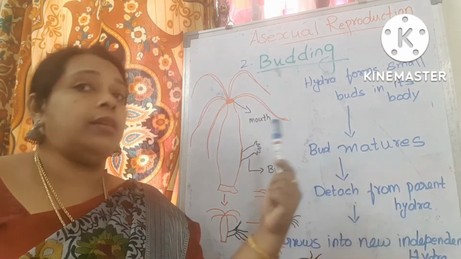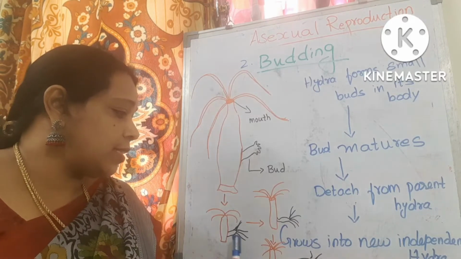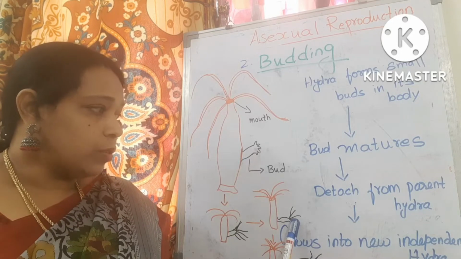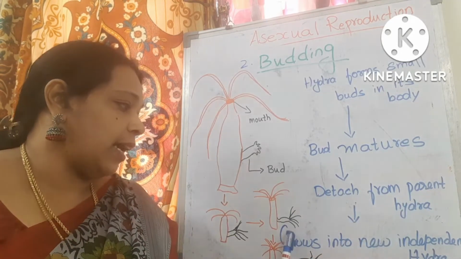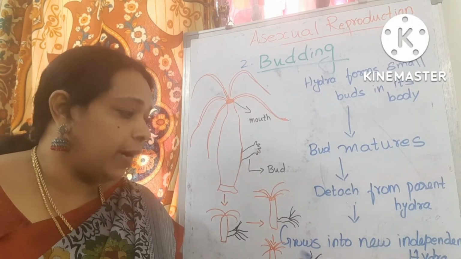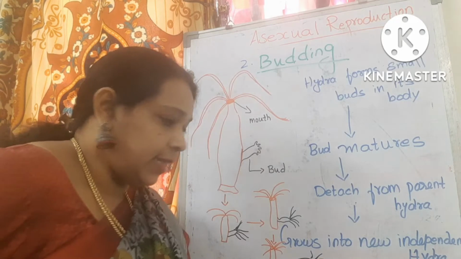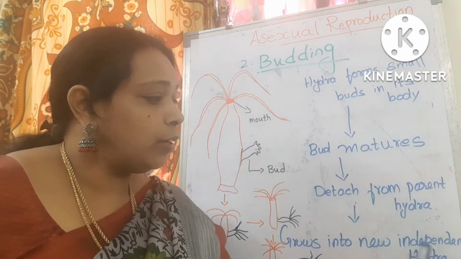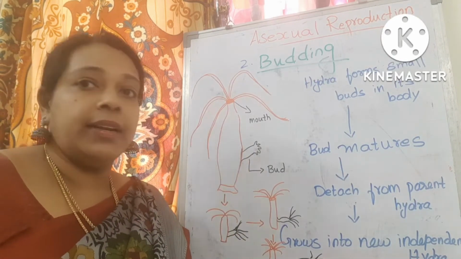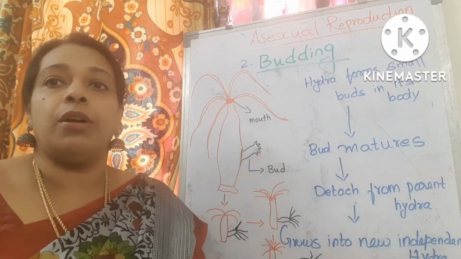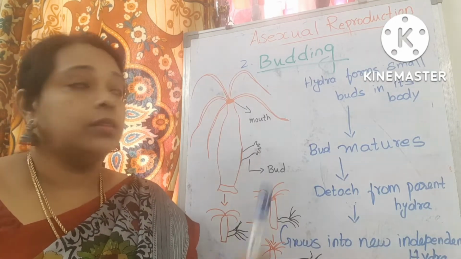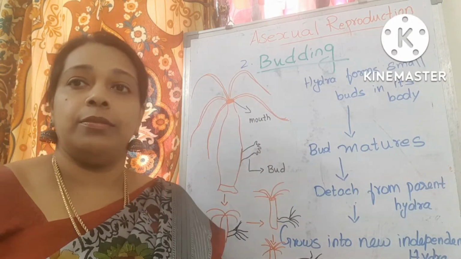The matured bud is maturing in size. You see, here it is. It is also growing. So it detaches from the parent Hydra. The parent Hydra will be left out, and the new bud formed from this Hydra gets detached, and this grows into a new independent Hydra. Okay, this is the process of budding in a very primitive, small freshwater organism called Hydra. This is about the budding in Hydra.